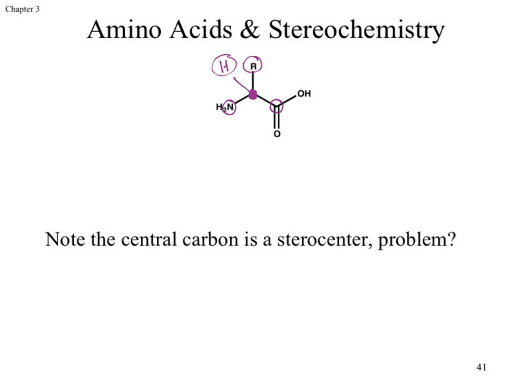This becomes important because if we think back to the wedges and dashes, if I now change this structure and say that the R is wedged, and if I look at the other possibility, say that the R is dashed, are those compounds the same or different?